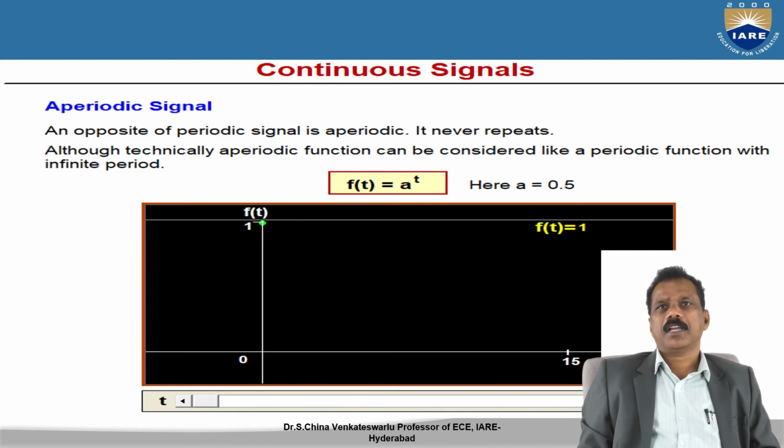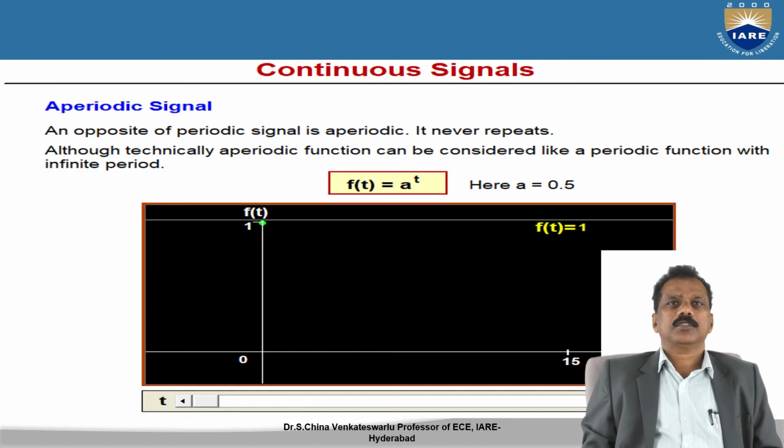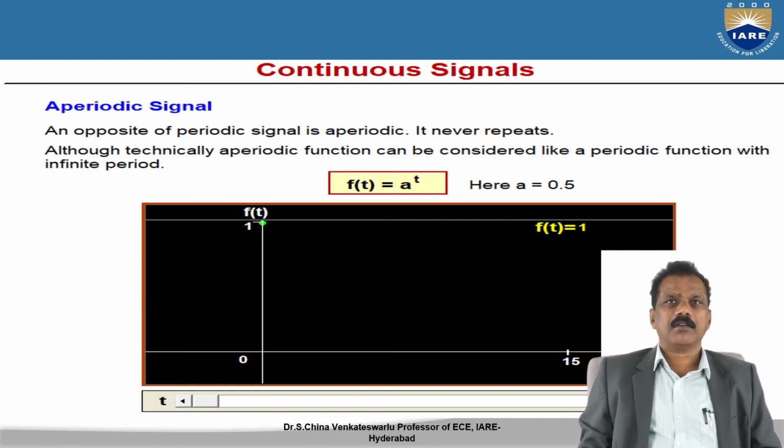It is followed by f of t is equal to a power t. Here a is equal to 0.5 and so on. Go on verifying this all out, because you can verify the particular real time and the continuous time signal. So just now we have verified the periodic. Now we are ready to enter the aperiodic signal.